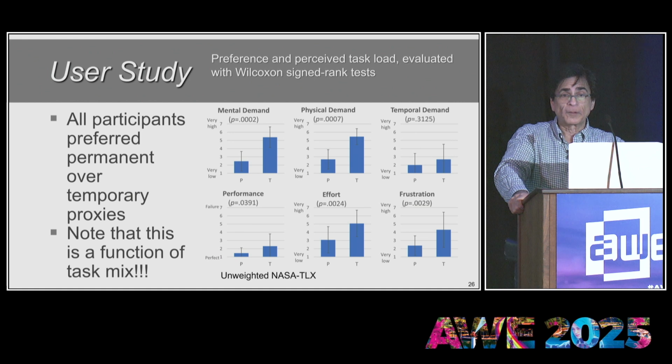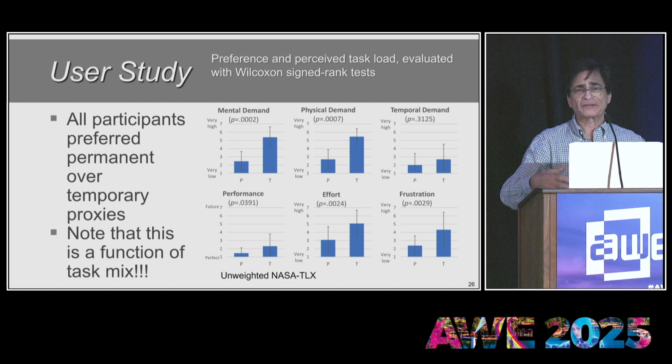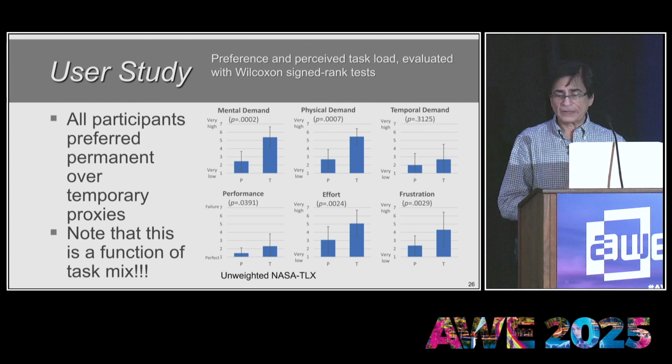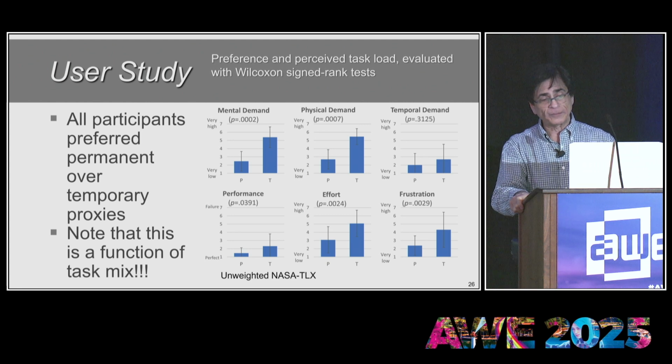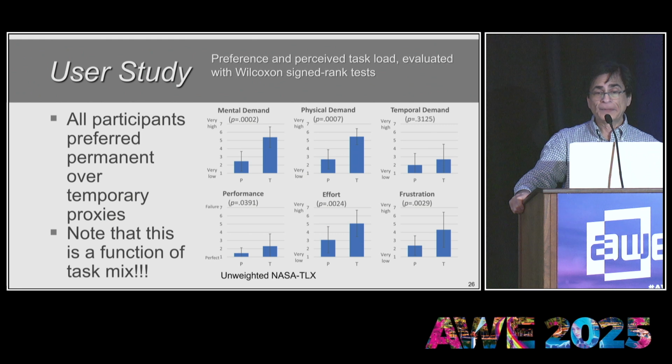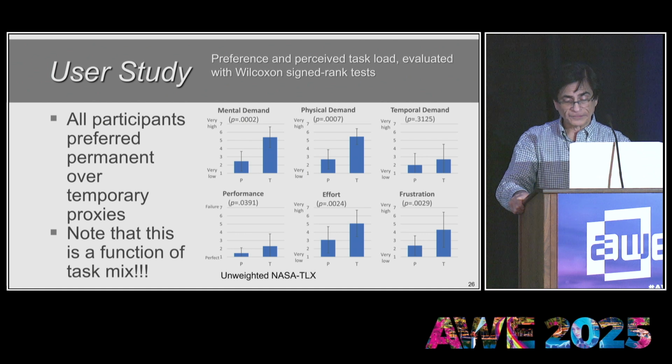In a world in which permanent proxies create clutter, and you have to spend your time getting rid of them, you could easily make a job mix in which you'd be surrounded by so many proxies that getting rid of them would take a lot of time. But in this case, we did what's called an unweighted NASA TLX, a subjective measure of load, and it indicated that for all the different metrics we looked at, mental demand, physical demand, performance, effort and frustration, but interestingly not temporal demand, people thought there was less load with the permanent proxies.